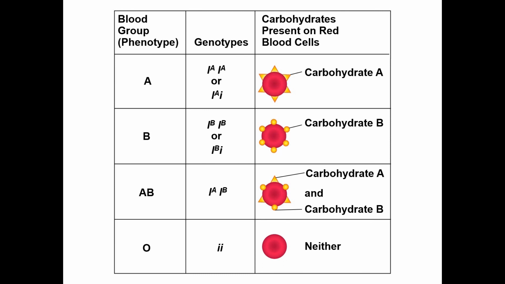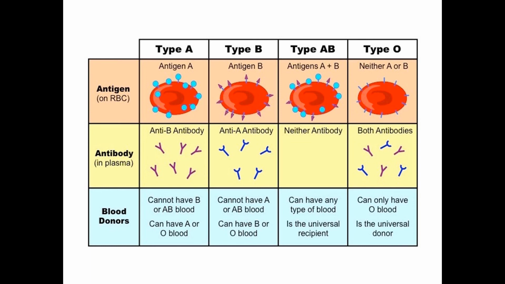So if you have the A allele, you will have the A carbohydrate. If you have the B allele, you will have the B carbohydrate. And if you have the A and B allele, you will have both. If you're homozygous for the I allele, you'll have neither. These carbohydrates allow your cells to recognize which red blood cells belong to you, and they also dictate which kinds of blood you can receive for transfusion.